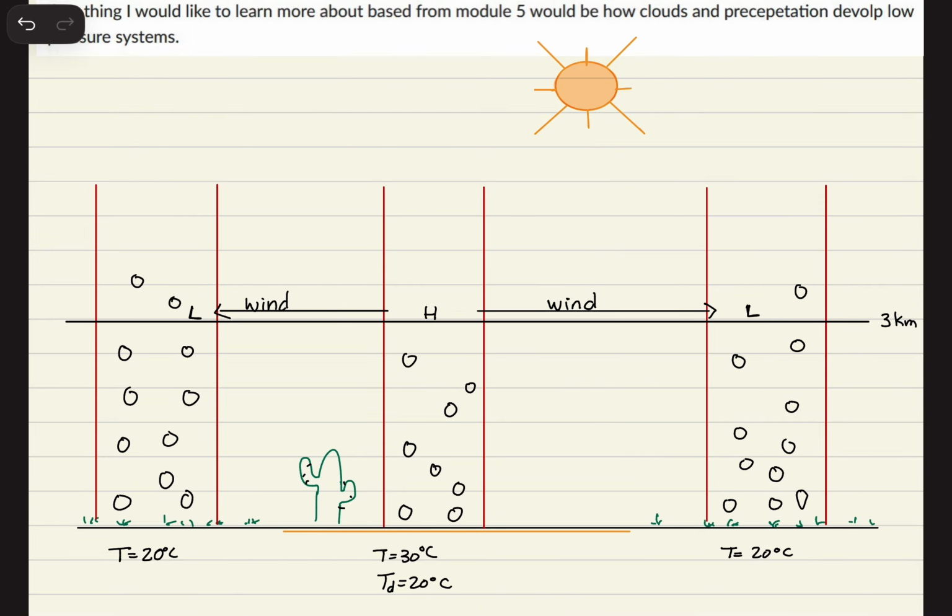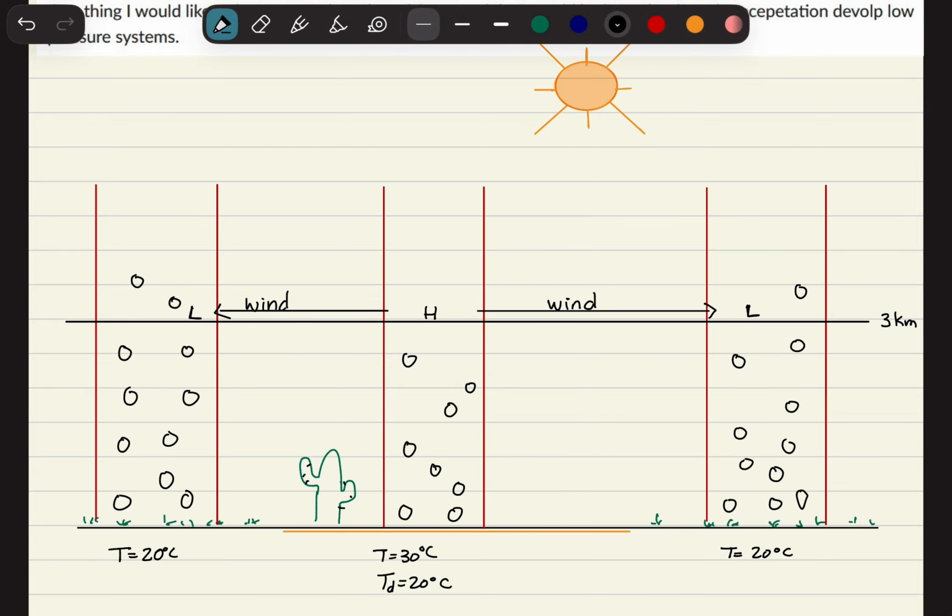We have 1, 2, 3, 4, 5, 6, 7, 8, 9, 10, 11 over this left column, and 1, 2, 3, 4, 5, 6, 7, 8, 9, 10, 11 over this right column. But over the center column, we only have 1, 2, 3, 4, 5, 6, 7, 8. So at the surface, we have 8 here, and we have 11 on our sides. So what that means is, comparing the 3 columns, our lowest pressure, our lowest weight, is in this center column. And our other columns have higher pressure at the surface.